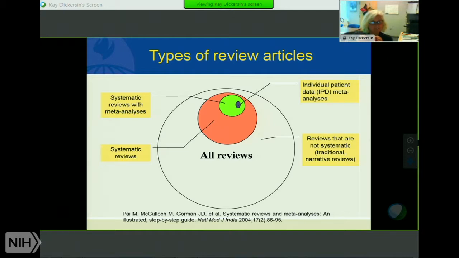A subset of systematic reviews with meta-analyses are individual patient meta-analyses, where you actually get the data for the patients. You get a data set. And that may be more and more possible with data sharing, but right now there are very few of those. So let's just go back for a minute and think about systematic reviews.